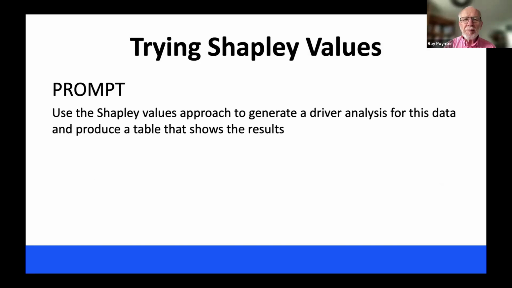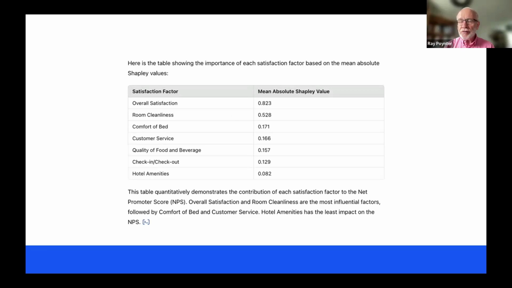So let's try Shapley values. Use the Shapley values approach to generate a driver analysis for this data and produce a table that shows the results. So it produced lots and lots of intermediate pages, just showing you the final one it came out, and slightly different now. Overall satisfaction is a chunk ahead of room cleanliness because of the prioritization that happens with Shapley value. But pretty much everything else is very similar. Hotel amenities coming out again really low.